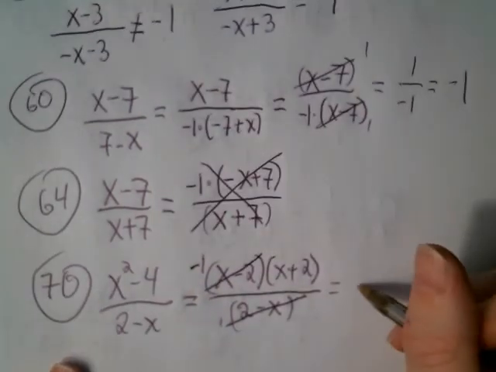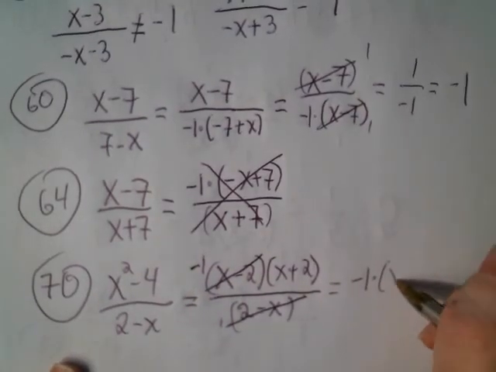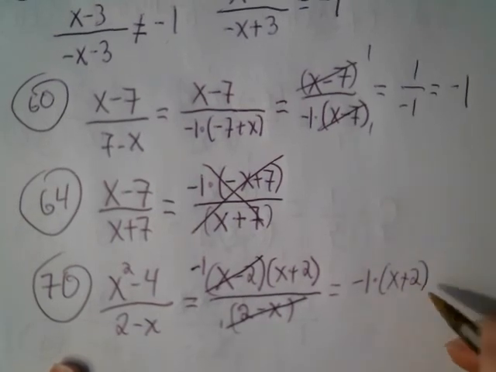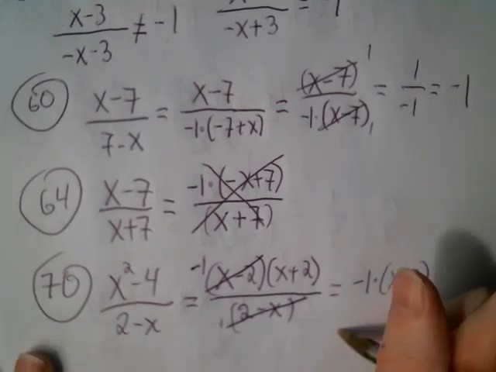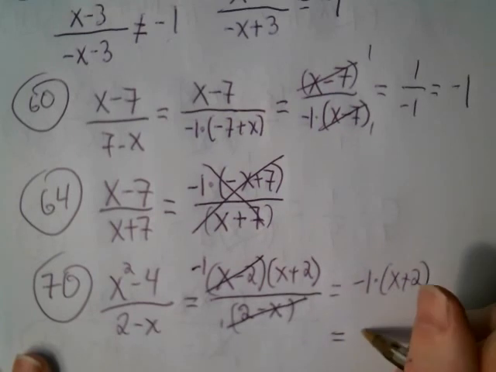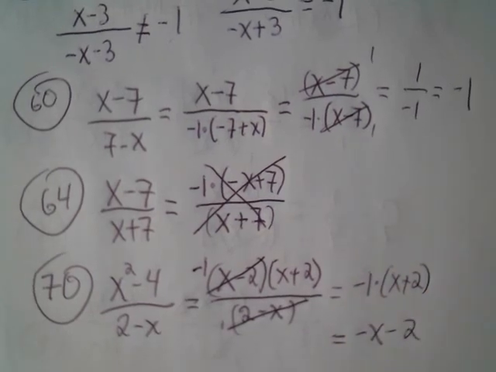Okay. So I'll end up with -1 times x plus 2 all over 1, but we don't write that. And then you could distribute the negative, so negative x minus 2, and that would be it.